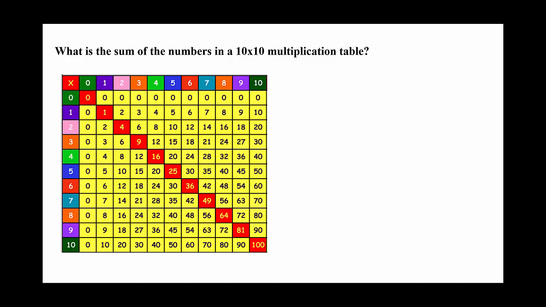Welcome back, everybody. For today's problem, we're looking for the sum of the numbers in a 10 by 10 multiplication table. So we want to take all of the numbers that you see here in the multiplication table, and we want to add them up. That seems like a really big pain to me. There's going to be 100 of those numbers if we don't count the zeros.